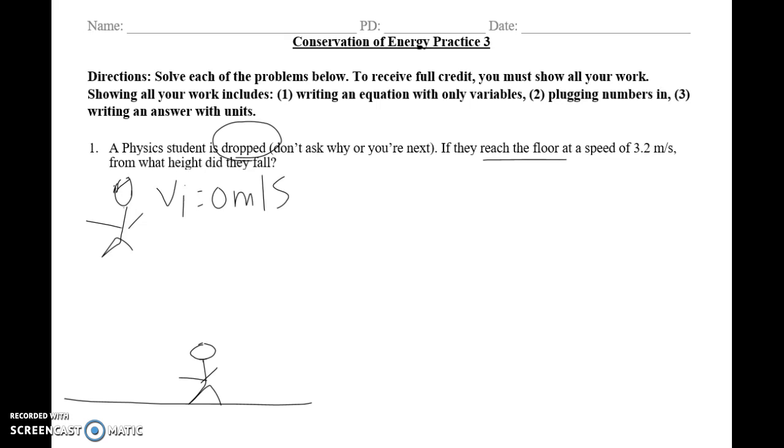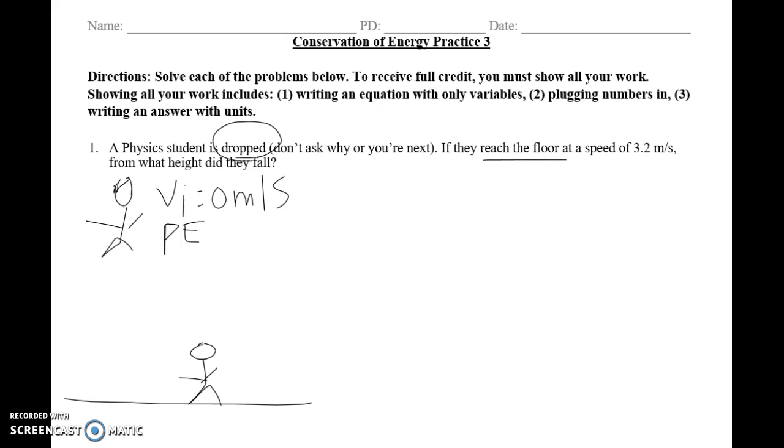So after I draw a quick sketch, I'm going to record the type of energy that I know that person has initially and finally. So I know initially the physics student is dropped. He has no velocity initially, so the only type of energy that this person has is potential because he has a height off the ground.